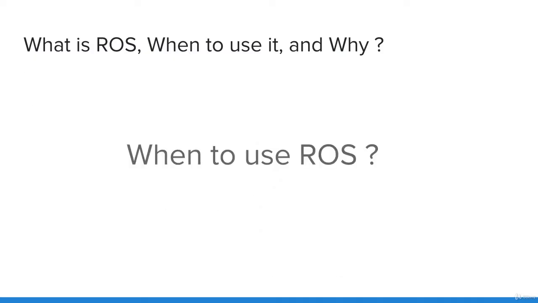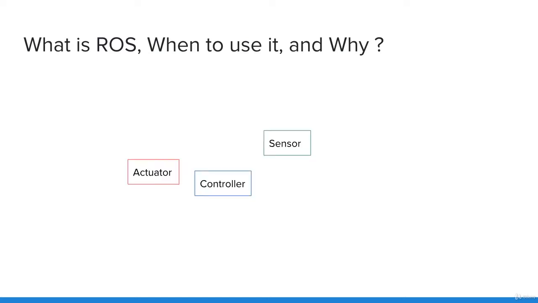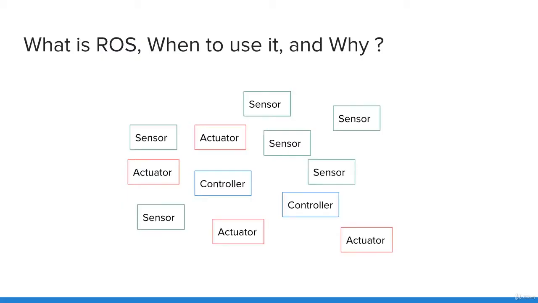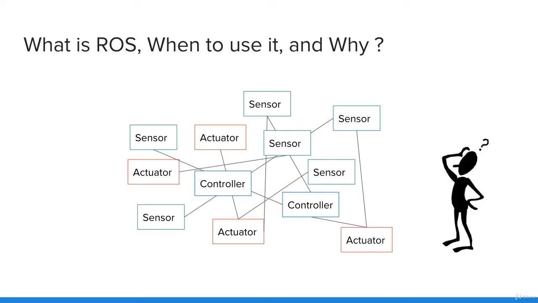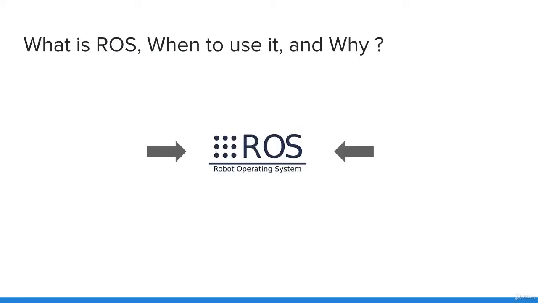Now, when to use ROS? Maybe you've already started to program robots with an Arduino board or with a custom code on a computer. And what you will quickly experience is that the more sensors, actuators, controllers you add to your application, the more complex it becomes until you reach a point where everything is mixed up and you can't add any code for a new sensor without having a huge headache. ROS is here to help you develop powerful and scalable robotic applications.